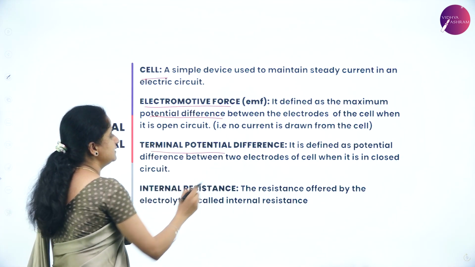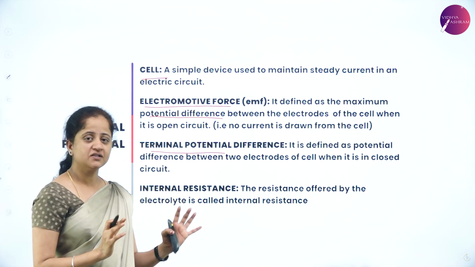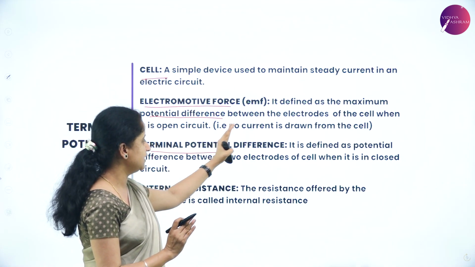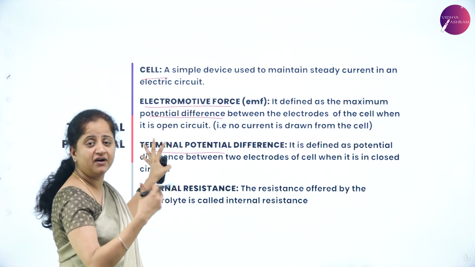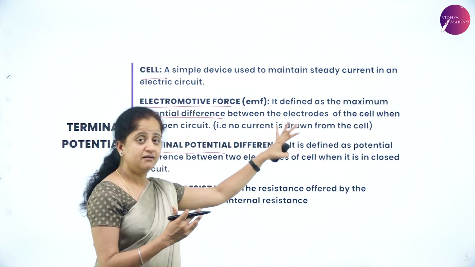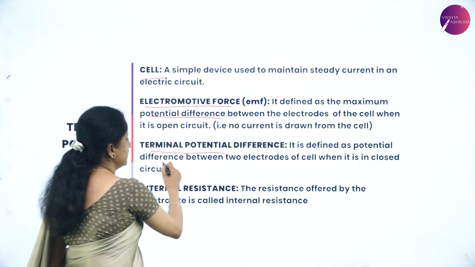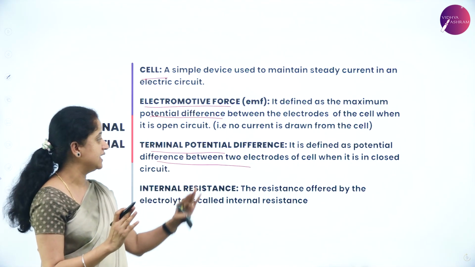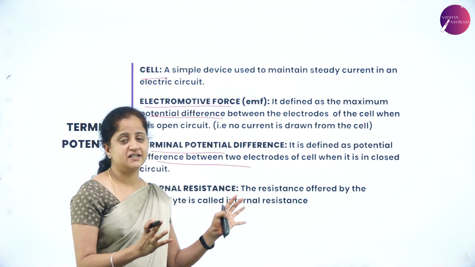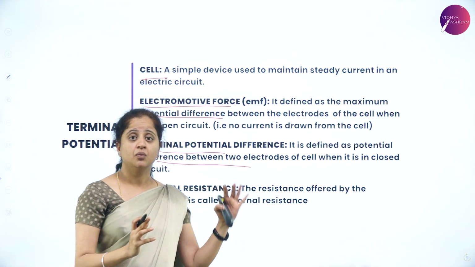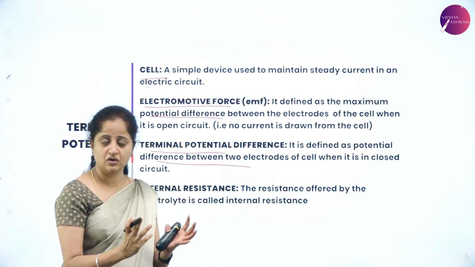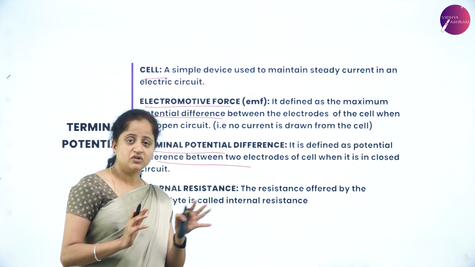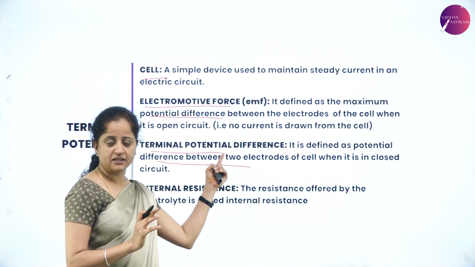Now let us understand terminal potential difference. What is the meaning of terminal potential difference? It is defined as the potential difference between two electrodes of a cell when it is in a closed circuit. What do you mean by closed circuit? When the current is drawn through a circuit, we'll call it a closed circuit. Otherwise no current will flow through the circuit, and then it is an open circuit condition.